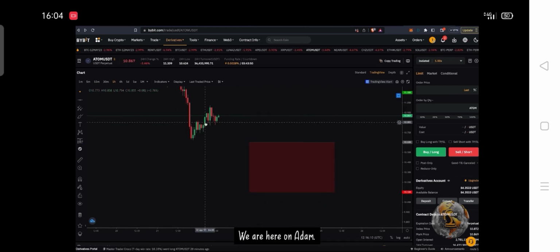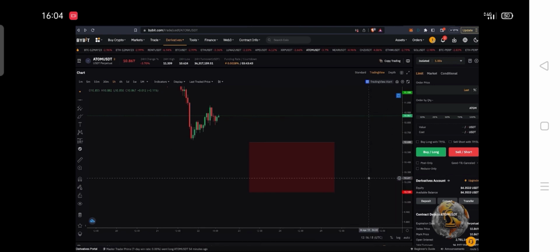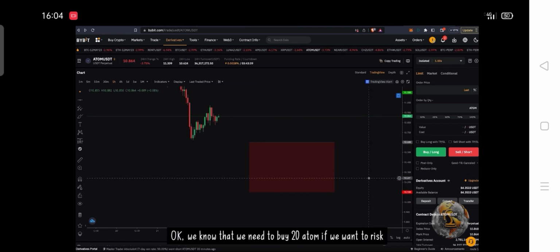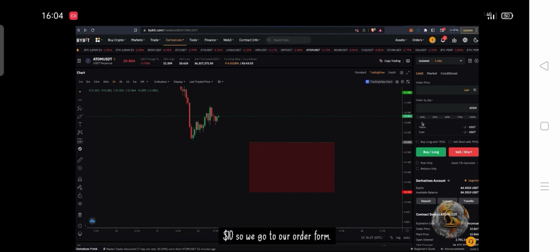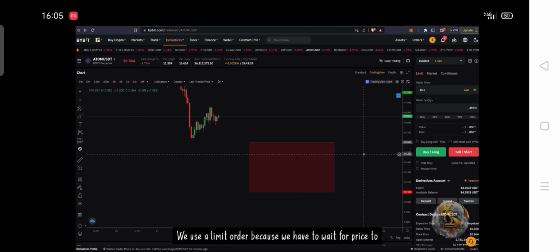We are here on Atom. I have placed the position tool to show you the entry at 10.60, the stop loss at 10.10, okay? We know that we need to buy 20 Atom if we want to risk $10. So we go to our order form, we type in the order price in a limit order, which is 10.60, okay? Because price is up here and we're entering down here, we use a limit order because we have to wait for price to come down to get filled. You saw that in a previous lesson.